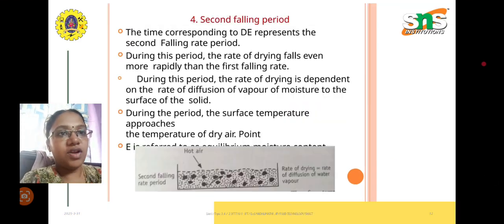Next is the second falling rate period. D to E corresponds to the second falling rate period.